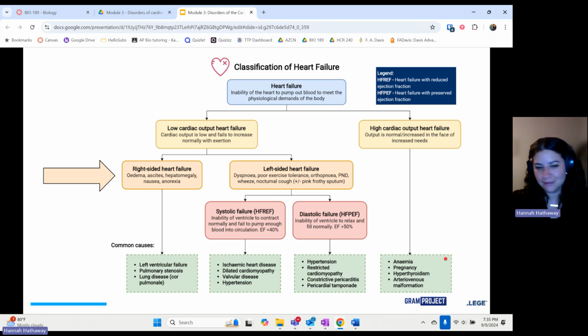This is a flowchart. You can read it. Like I said, we are going to be focusing on this level of heart failure. There are many other types of heart failure that we are not going to worry about quite as much, or we're not going to go down to that level of detail.